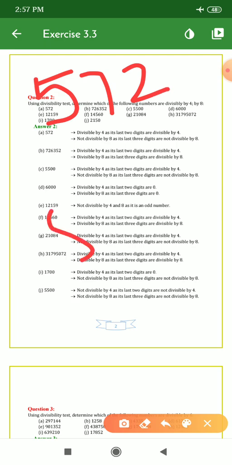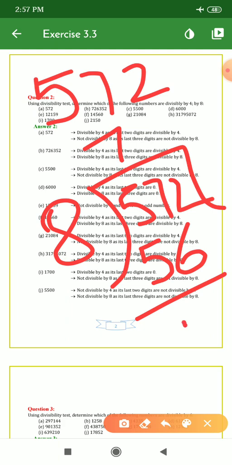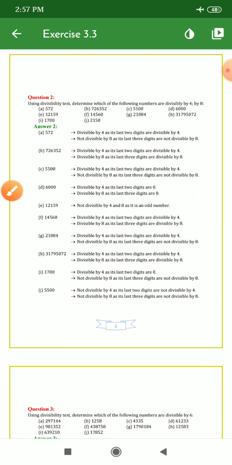8 के लिए check करेंगे. 8 divided into 572. 8 5 जा 40, 8 6 जा 48, 8 7 जा 56. Now 1 will come down. Now take 2 down. So 8 2 जा 16 is more. So 8 1 जा 8. Remainder is remaining. So it is not divisible by 8. So here they have written no.